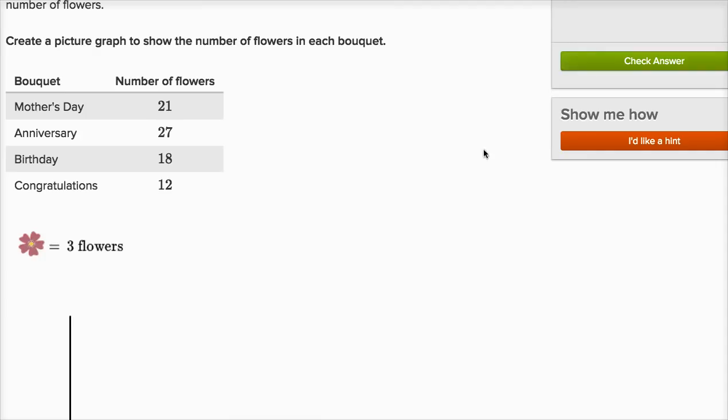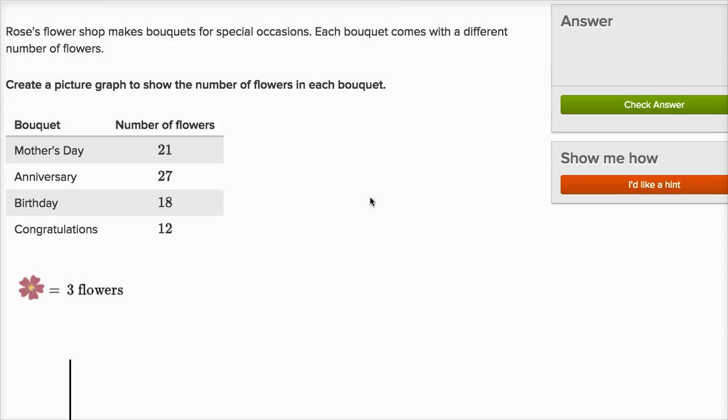49 of these. So fairly straightforward. So let's do a couple more of these. All right, so now it tells us Rose's Flower Shop makes bouquets for special occasions. Each bouquet comes with a different number of flowers. Create a picture graph to show the number of flowers in each bouquet. So this is kind of like a bar graph, but instead we're going to use pictures, and each picture shows a certain number. So in this case, a picture of a flower represents 3 flowers.